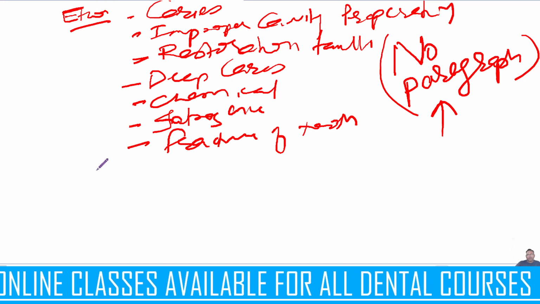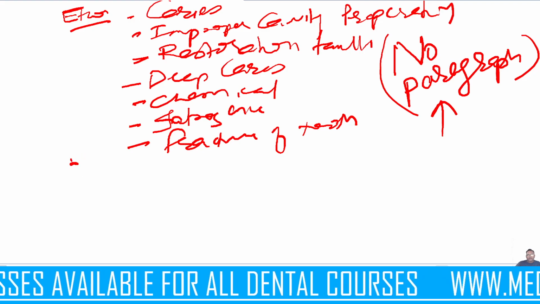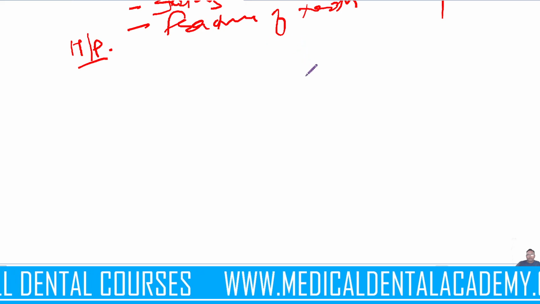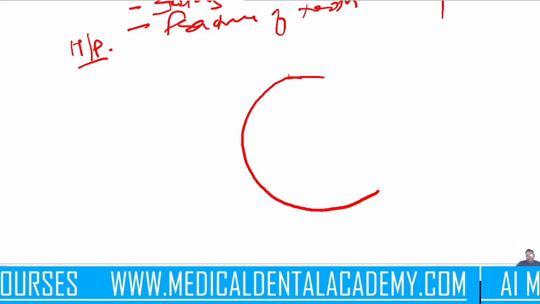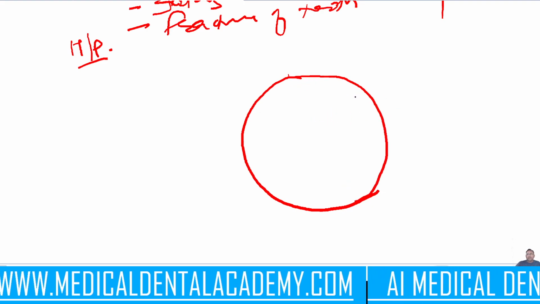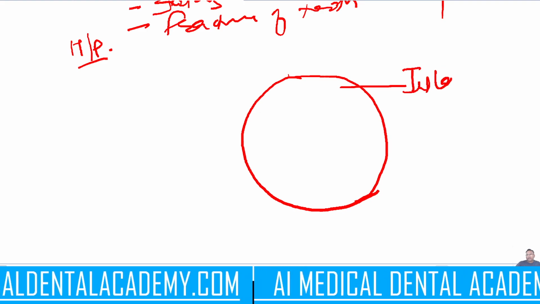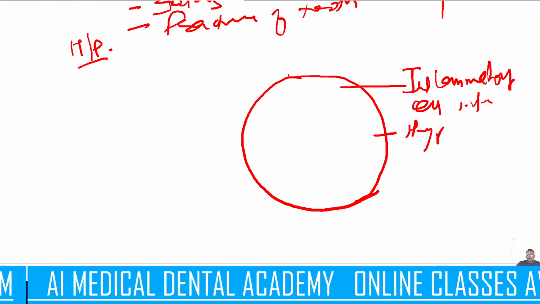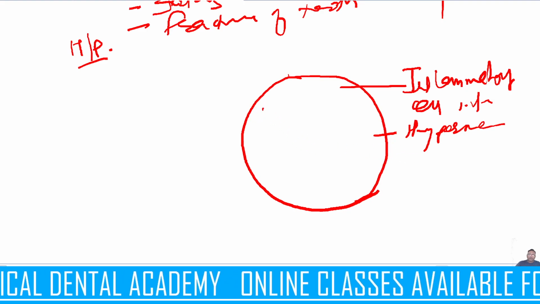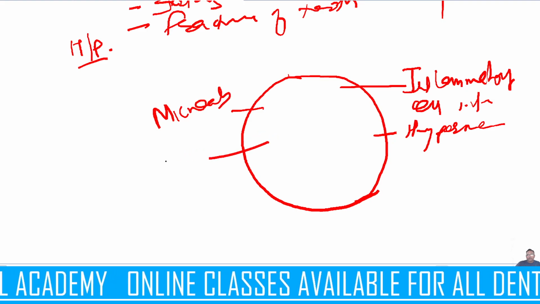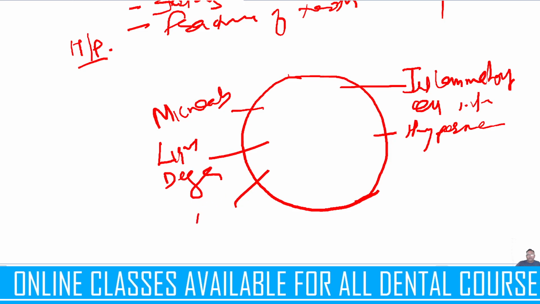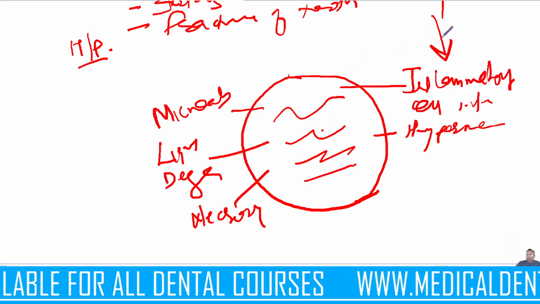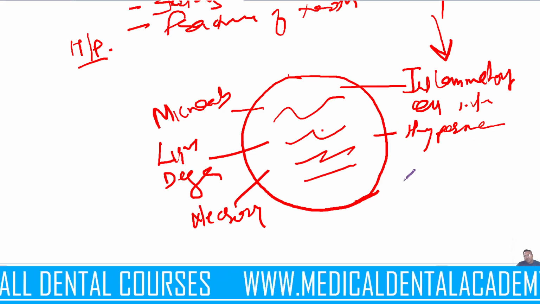Last, after etiology, we have clinical feature or histopathology. What you will do, you will draw a diagram. In this diagram you will explain all the features: inflammatory cell infiltrate, then hyperemia. Here you will explain microabscess, then liquefaction degeneration, then necrosis. Whatever you draw inside is not a matter, but this labeling is important. In this way you have to mark all these points. Understood?